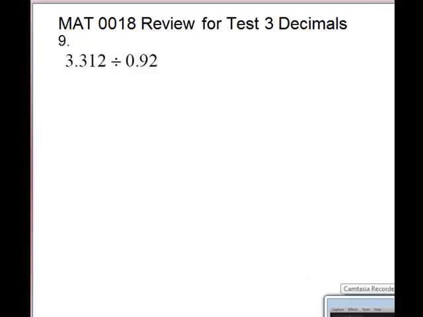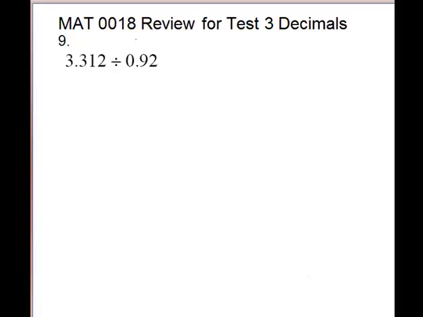MAT 0018, review for test 3, decimal portion, and this is part 2. We're starting at problem number 9, 3.312 divided by 0.92. This one has to go in a long division grid.